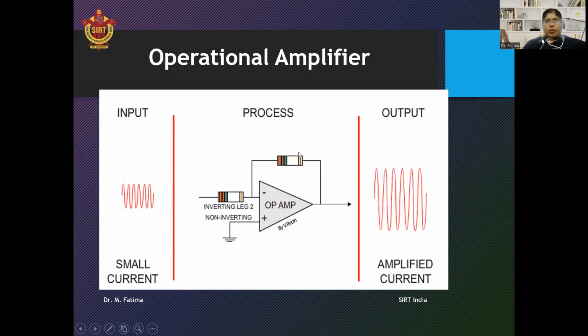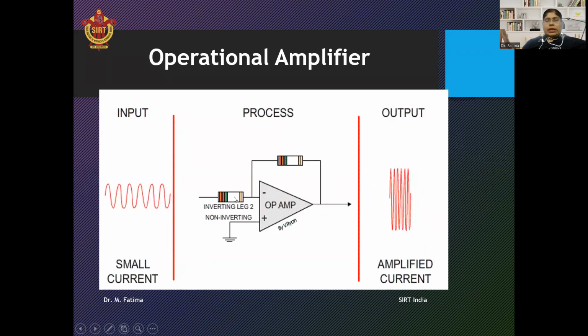This is the diagram of the operational amplifier. The positive sign is showing the non-inverting input terminal. Negative sign is showing the inverting input terminal, and from here, output is taken. The resistance is connected at the inverting terminal, and the feedback resistance is also connected at the negative terminal. The input is given to the operational amplifier.